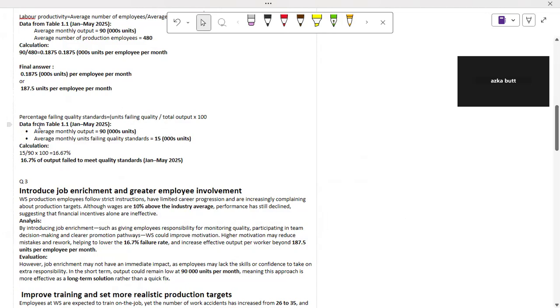Since we need to find out the percentage, we will divide the units which fail quality, 15, by 90, which is the total output, and multiply by 100. So this is 16.67, and when you convert, because this is basically in thousands of units, this is 16.7%.